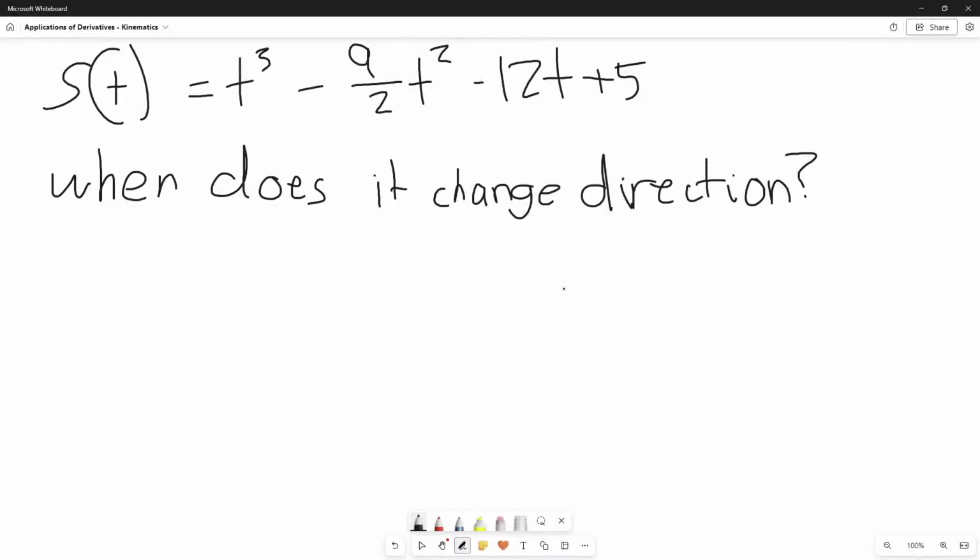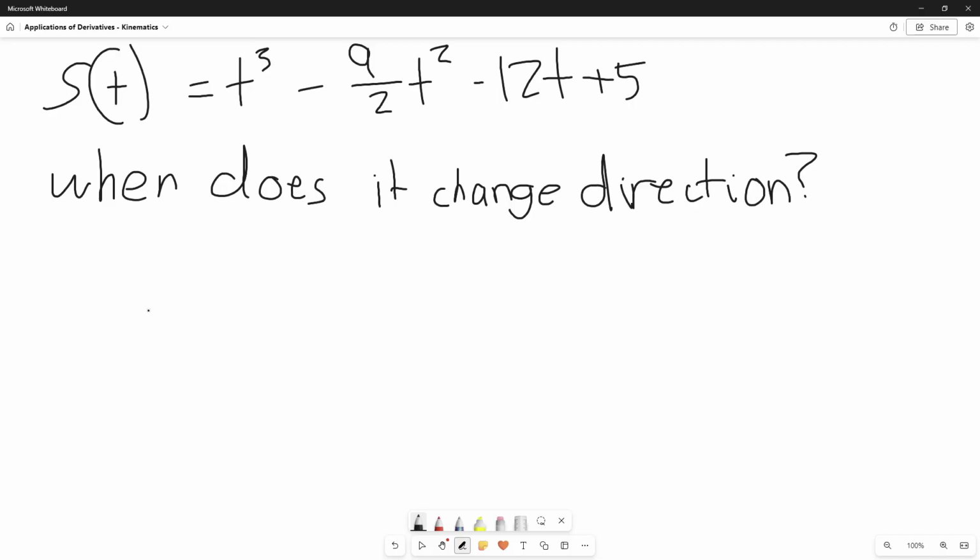So let's say we have this function of displacement, s of t, equal to t cubed minus 9/2 t squared minus 12t plus 5, and we want to find when it changes direction, or when the movement goes from right to left or from left to right. And again, this is our function of displacement, and if you think about it, when it changes direction, the velocity is going from positive to negative, or negative to positive, because positive velocity represents movement to the right and negative represents movement to the left generally.